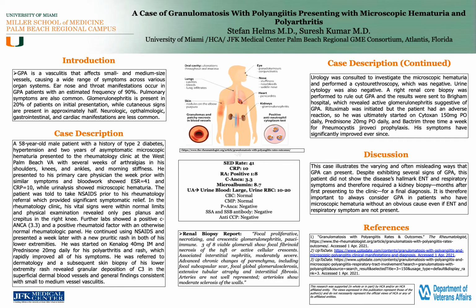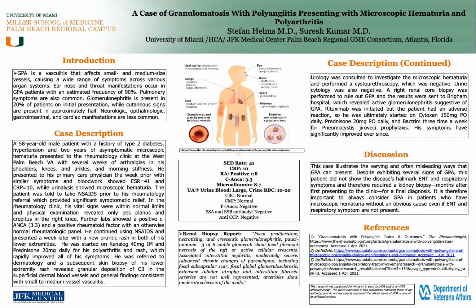He presented to his primary care physician the week prior with similar symptoms, and the blood work showed ESR of 41, CRP of 10, while the urinalysis showed microscopic hematuria. At that time, the patient was told to take NSAIDs prior to his rheumatology referral, which was placed, which provided significant symptomatic relief at that time.